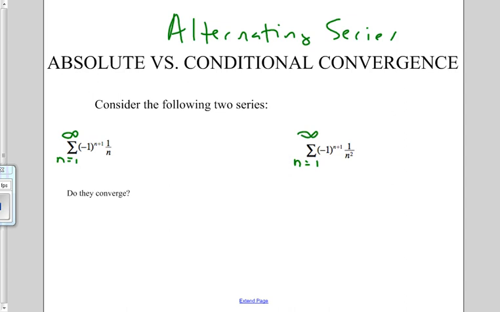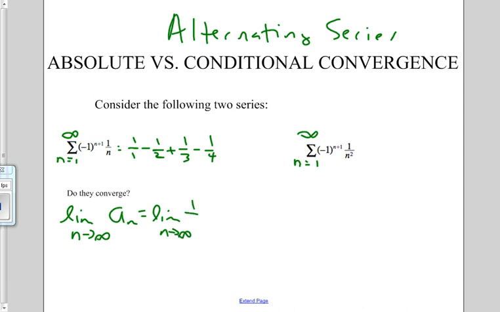The first couple terms, we'd have 1 over 1, that would be the first term, minus 1 over 2, plus 1 over 3, minus 1 over 4. And we've already looked at this. We know that, first of all, the limit as n approaches infinity of a sub n, which equals the limit as n approaches infinity of 1 over n, equals 0, so that's the first criterion for alternating series. The limit of the nth term approaches 0.